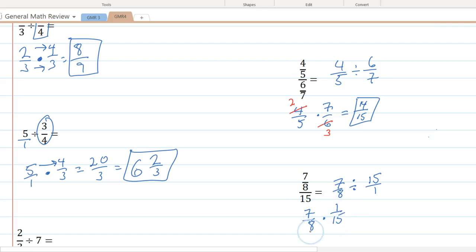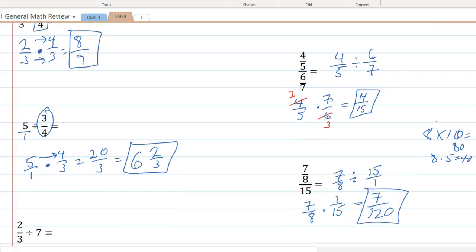Look to see if we can cancel anything. Nope. So we just multiply straight across. 7 times 1 is 7. 8 times 15. If you're not sure what that is off the top of your head, break it up. 8 times 10 is equal to 80. And then 8 times 5 is equal to 40. 80 plus 40 is 120. So your answer is 120.